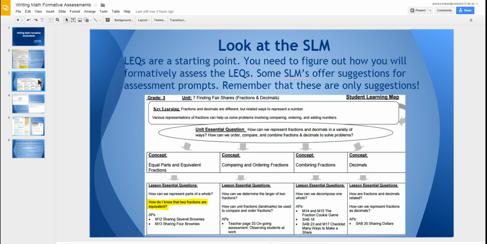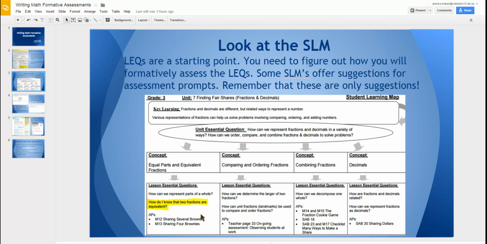I can also take a look at our student learning maps. Our student learning maps, they're hanging in our rooms. Our kids know what they are, but again, they are just a shell of the unit. So our learning maps will show us the learning essential questions, and our learning essential questions are not necessarily your formative assessments. They are just the starting point. So I highlighted how do I know that two fractions are equivalent, because that addresses the standard that I chose.